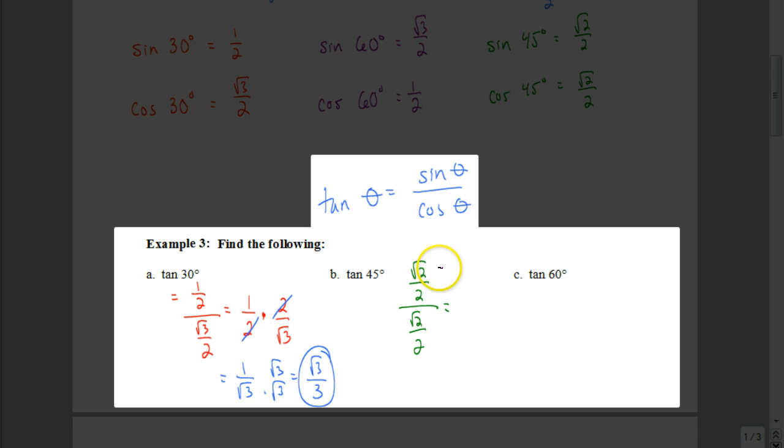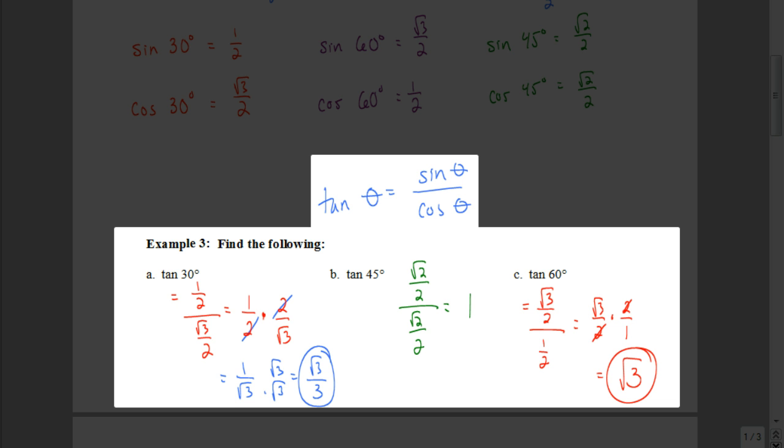And you should recognize that anytime we're dividing the top and bottom by the same number, your answer is always 1. So the tangent of 45 degrees is 1. Why don't you guys try the tangent of 60 degrees on your own? Pause the video and hit play to see if you have the correct answer.